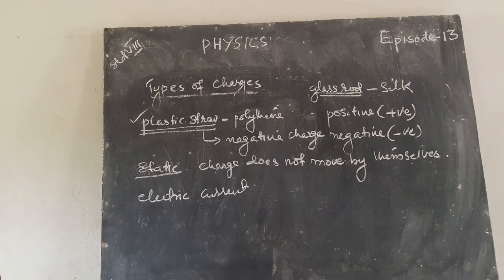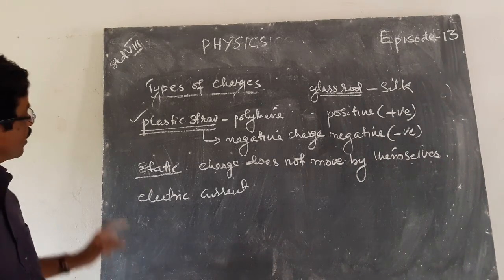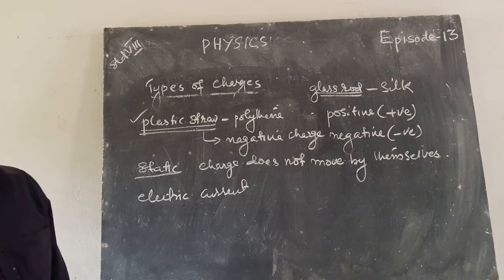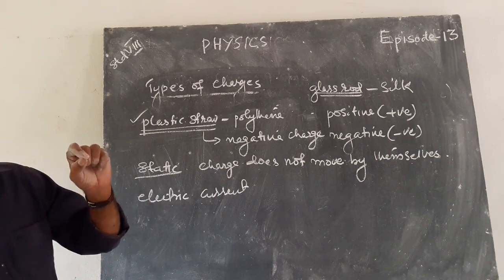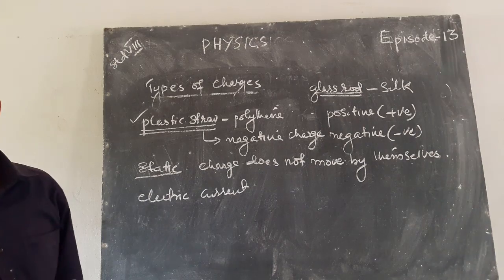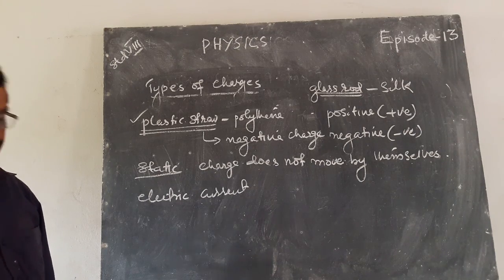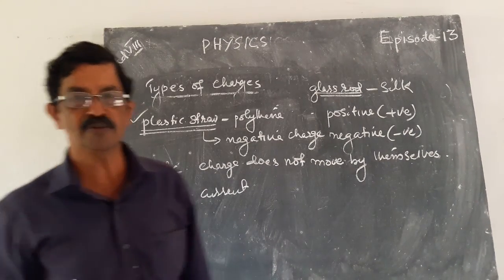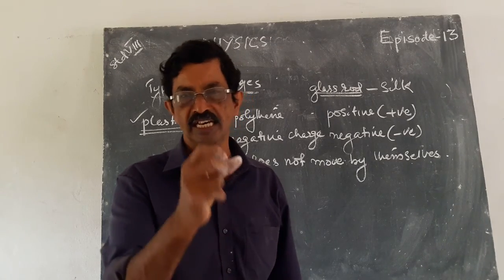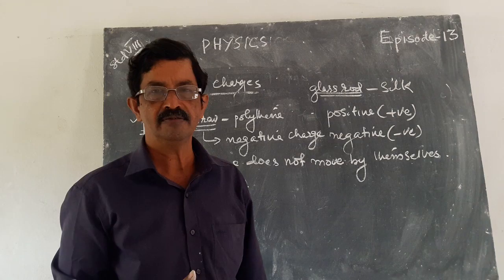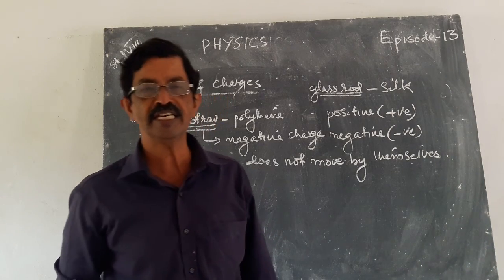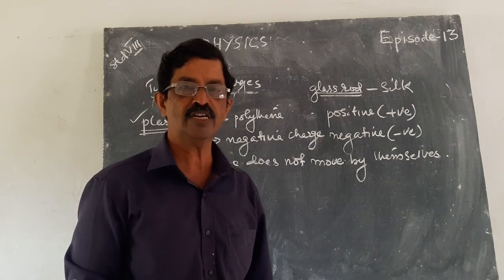What is actually electric current? Electric current is the flow of electric charges. That means if the charge is moving, then that constitutes electric current. Such a type of electric current can produce lighting. That means it can light, it can burn a light, or it can produce heat. That means the heating effect of electric current.